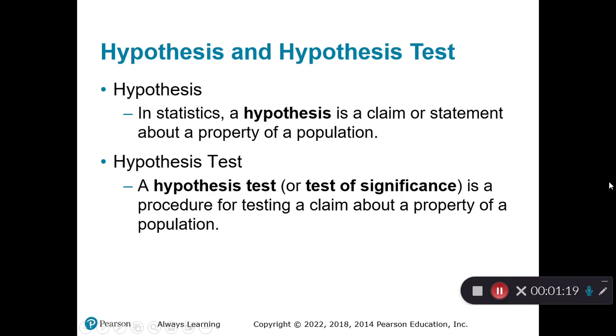First, let's talk about some of the terminology. In statistics, a hypothesis is a claim or statement about a property of a population. So it's some sort of claim about the value of a population parameter. A hypothesis test, also called a test of significance, is a procedure for testing a claim about that population parameter.